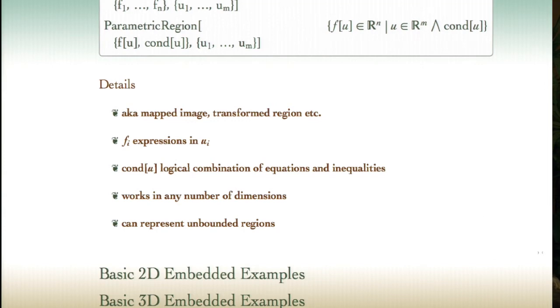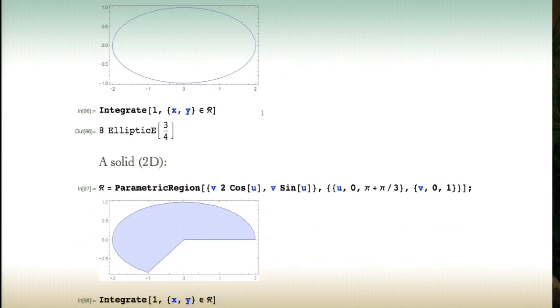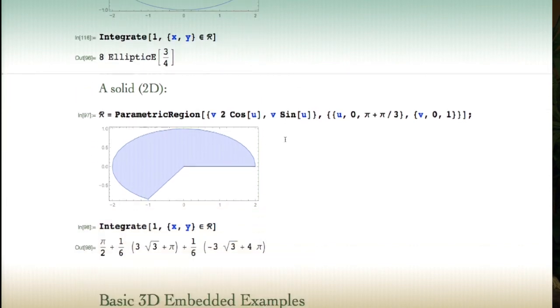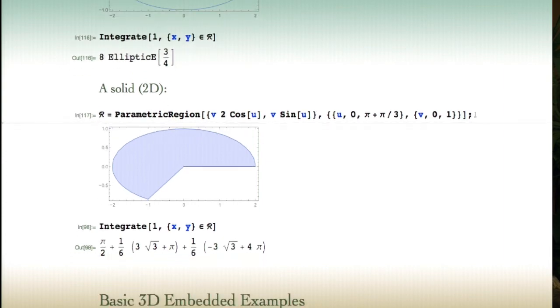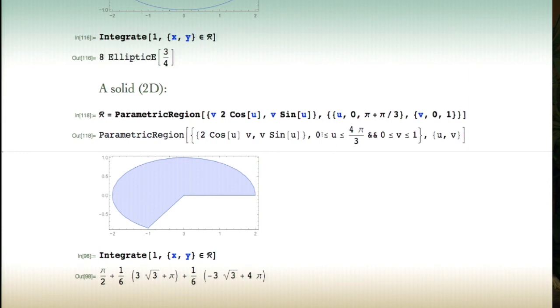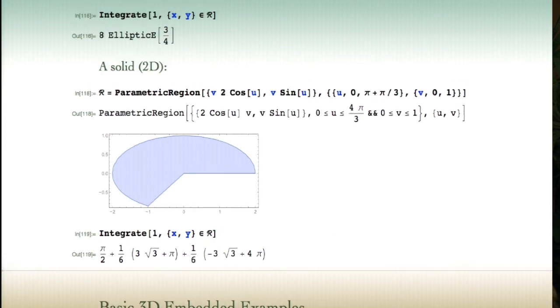Again, it works in any number of dimensions, can represent unbounded regions, and so on. So let's do the same ellipse, but using a different kind of representation, and we should get the same result. Again, a different kind of representation for the same region. If you look at how this auto-evaluates, it will put in these conditions here. This was the form that we documented, and we should be able to compute over that. Let's go to 3D.